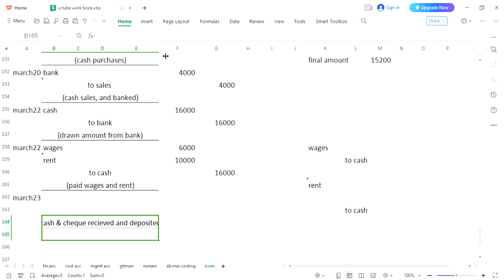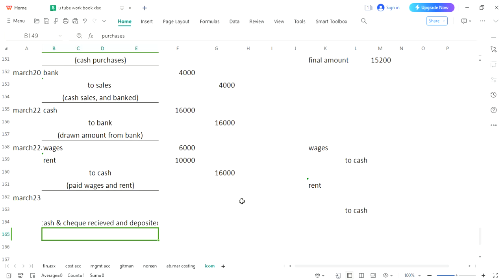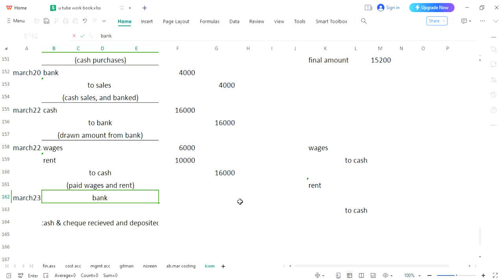For this, we will take a little time to understand. Received cash and check both deposited into the bank. What does that mean? Both have been deposited in the bank, which means the bank amount is increased. When the amount present in the bank increases, bank is your asset, and the asset is increasing. So you will write bank on the debit side because the amount present in your bank account has been increased.